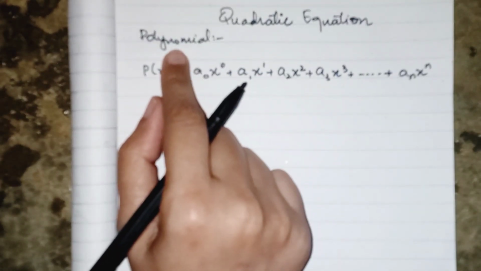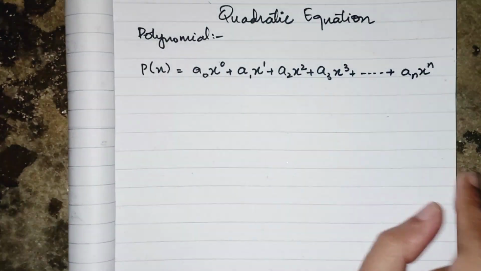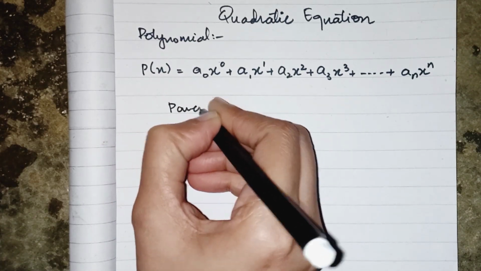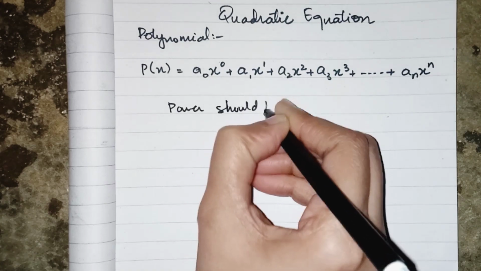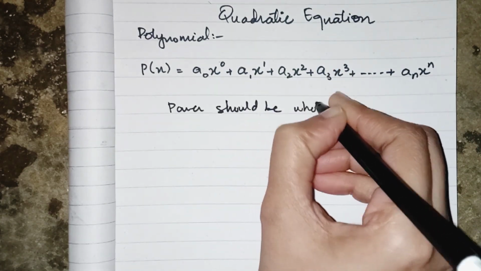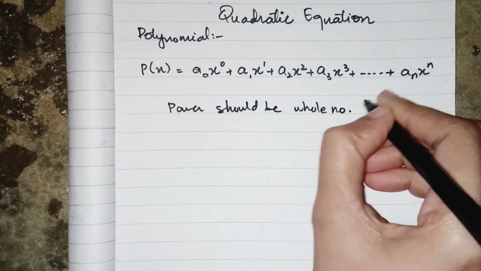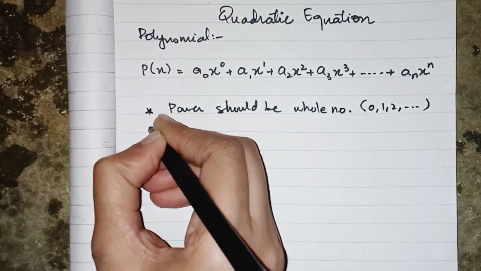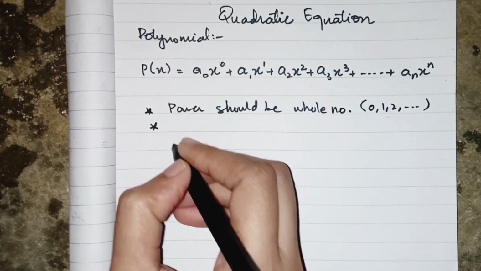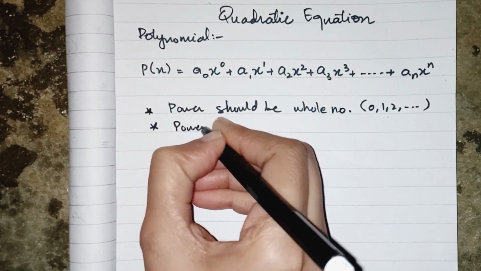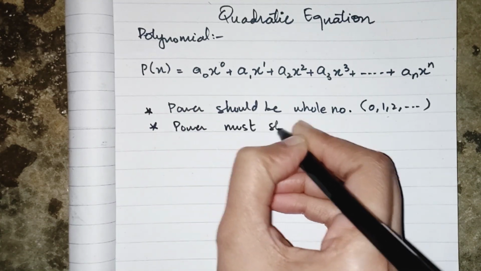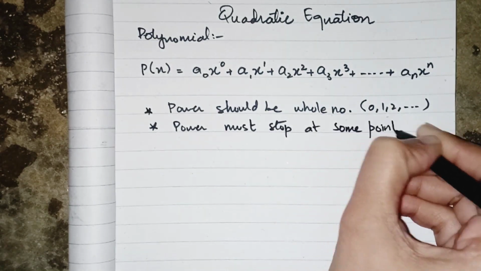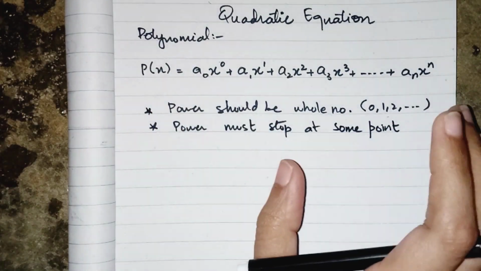But now, just revising, what is a polynomial? A polynomial's power should be a whole number, which means 0, 1, 2 and so on, whatever we have. And the second thing is that the power must stop at some point. These are the two key points for a polynomial.